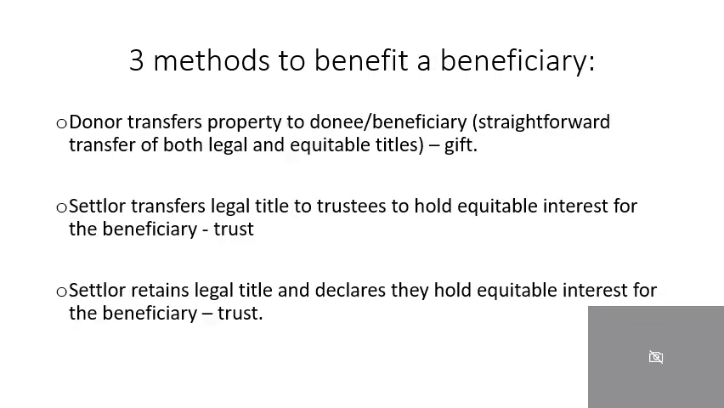So before we look at case law, we need to look at the different methods of benefiting a beneficiary. If someone has property that they want to give to another person, they want another person to benefit from, how do they do it? Well, the first method is straightforward. You just transfer the property to them. So the donor transfers property to the donee or to the beneficiary. This is a straightforward transfer.